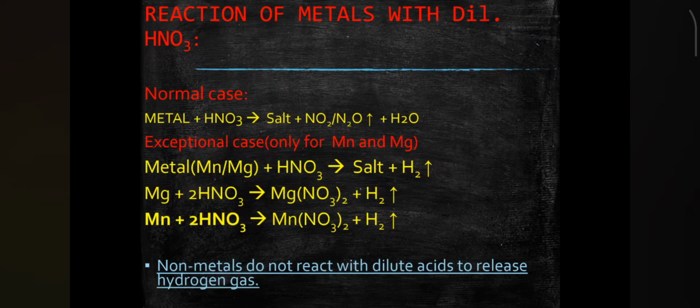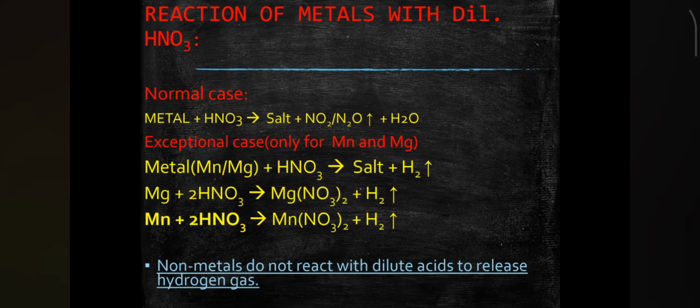Next is reaction of metal with dilute nitric acid, that is HNO3. Except magnesium and manganese, metals do not evolve hydrogen gas with dilute nitric acid. This is due to the oxidizing nature of nitric acid. As soon as hydrogen gas is formed in the reaction between a metal and dilute nitric acid, the nitric acid oxidizes this hydrogen to water and itself gets reduced to NO2 or NO or N2.